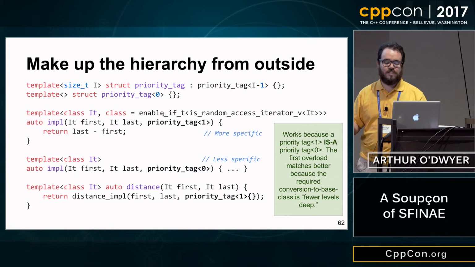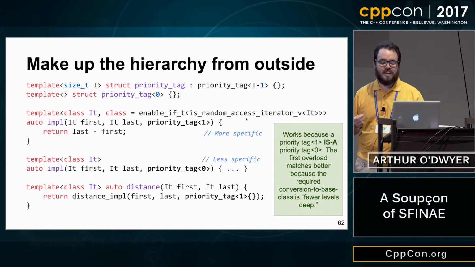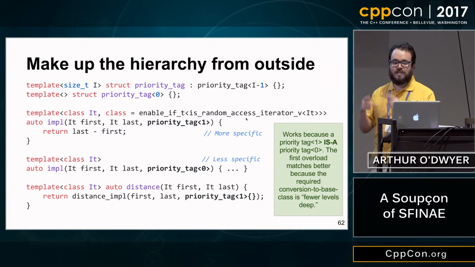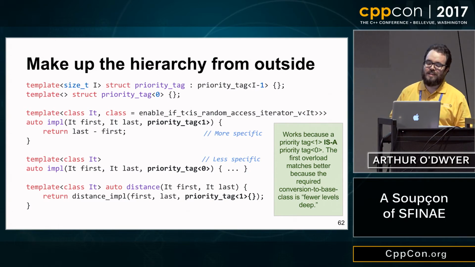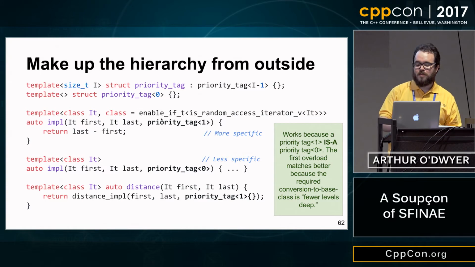And now, this is a template, and it's got this default argument, which may or may not be well-formed. I've taken the type trait is_random_access_iterator_v of It. That's going to be true or false in value space. I use enable_if_t to map that into SFINAE space. This default is now ill-formed or well-formed. If it is ill-formed, then this doesn't participate in overload resolution.